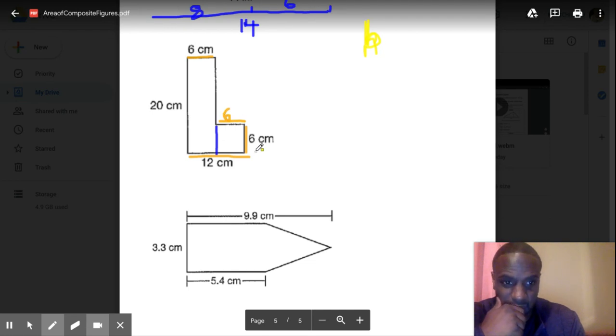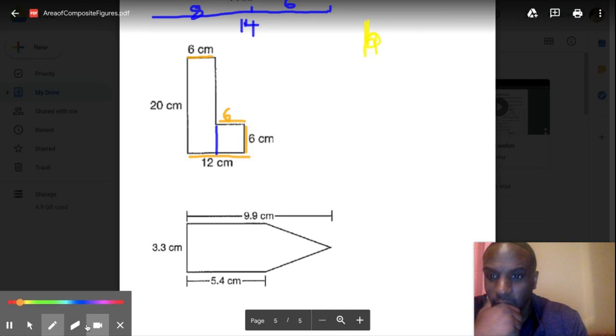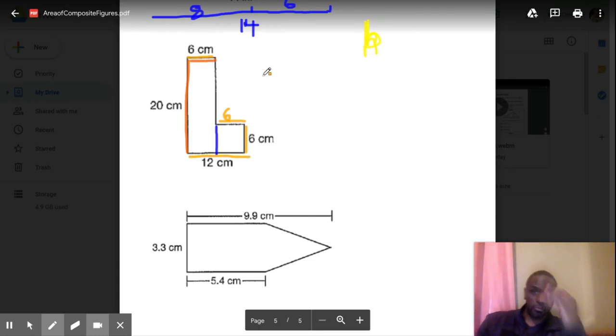So 6 times 6 is the area of this square. And then this is 6 times 20. 6 times 20 is the area of that rectangle. This square is 6 times 6. This one is 20 times 6, okay? Let me highlight this so you can see it. Here is the length of my rectangle. Here is the width, or the length or width, whichever one you call it, okay?